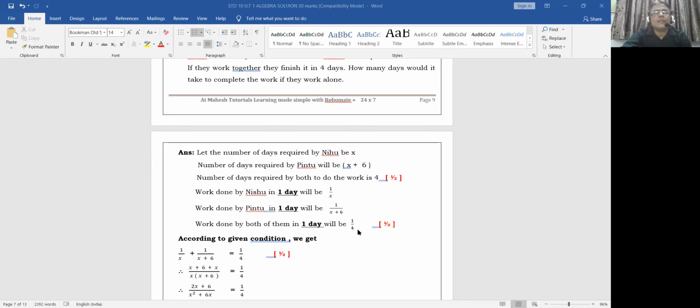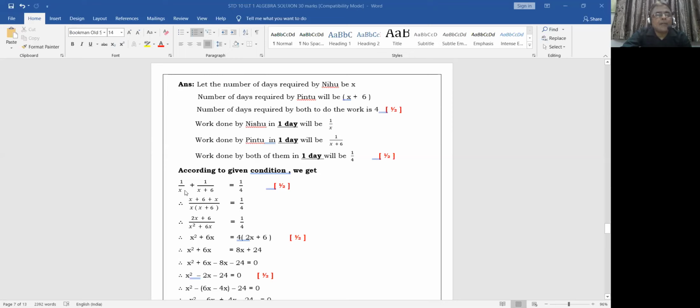Because the total number of days given to us is 4. Then, work done by Nishu in 1 day plus work done by Pinto in 1 day. I have added, which means it is together. So, work done by Nishu in 1 day plus work done by Pinto in 1 day is equal to 1 upon 4. Okay, now we know, here we found the LCM, and we got the answer.